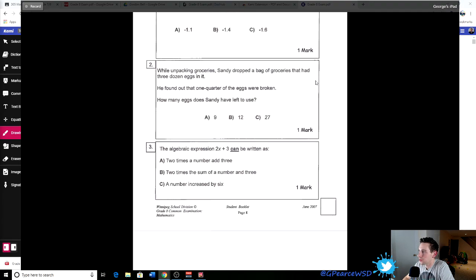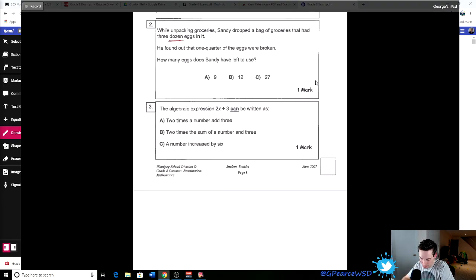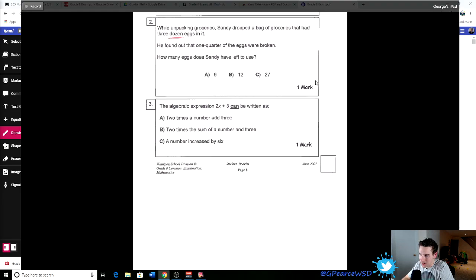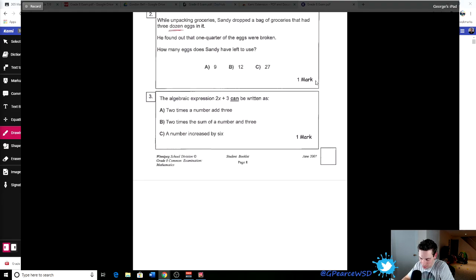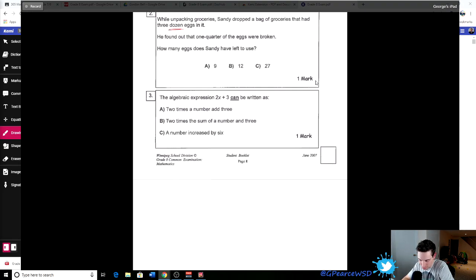While unpacking groceries, Santa dropped off a bag that had 3 dozen eggs in it. She found out 1/4 of the eggs were broken. How many eggs does she have left to use? So that's interesting. You have to know what a dozen is, right? A dozen is 12. She had 3 dozen. So she had 36 eggs, and then she dropped 1/4 of them. What does she have left, right? Yeah, so definitely some vocabulary in there, and then obviously some math in regards to fractions, right? She has 1/4 of the eggs left.